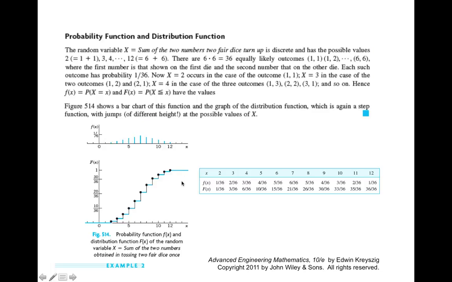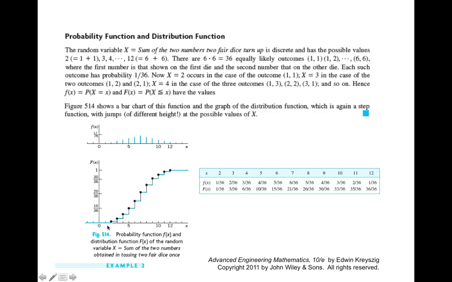So here's another example. This is the sum of the two numbers when two fair dice turn up. So how often would that happen? This is just a plot of the sum of two numbers when two dice are rolled. It turns out to look like this. Here's how you get that. The probability that the sum would be 2 is 1/36. The sum being 3 would be 2/36, and so on.